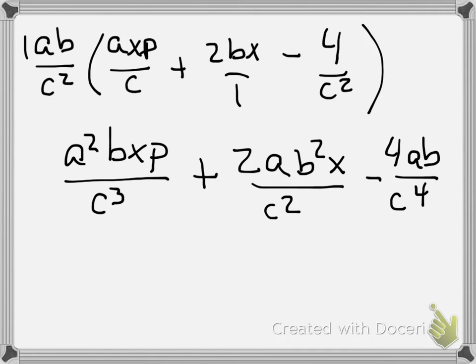Now we look and see if we can reduce any of these. We look and see there's nothing that we can reduce, so our final answer would be a squared bxp over c cubed plus 2ab squared x over c squared minus 4ab over c to the 4th. Again, these problems look really hard, but as long as you're just following through with the things that you've learned in this unit, you'll be all right.